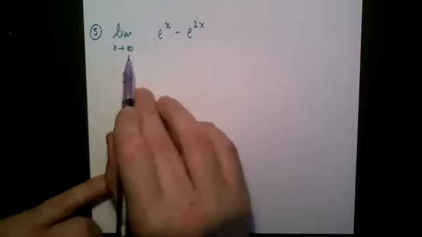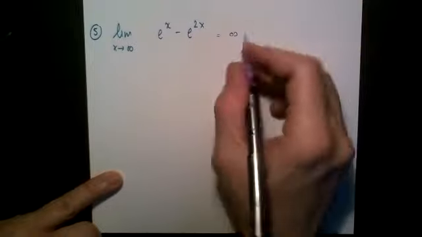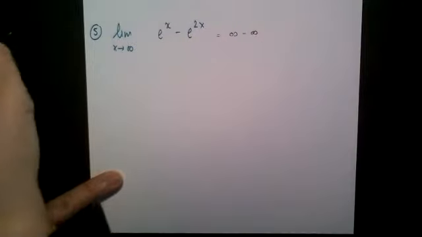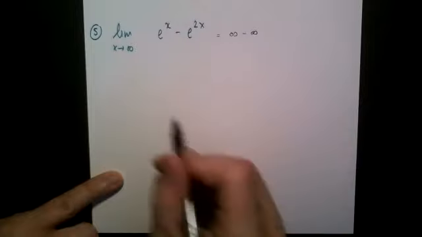So first thing we do, plug in infinity. e power infinity is infinity. So we have infinity minus infinity, and that's undetermined. I have no idea what that is.